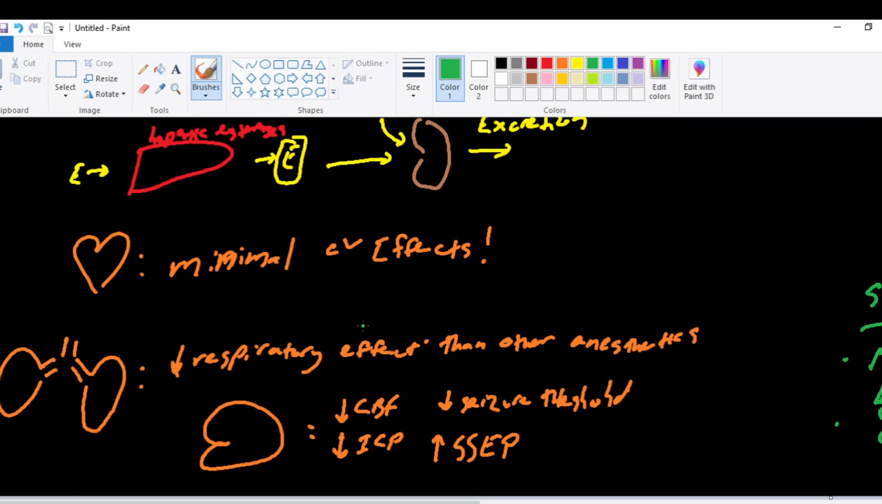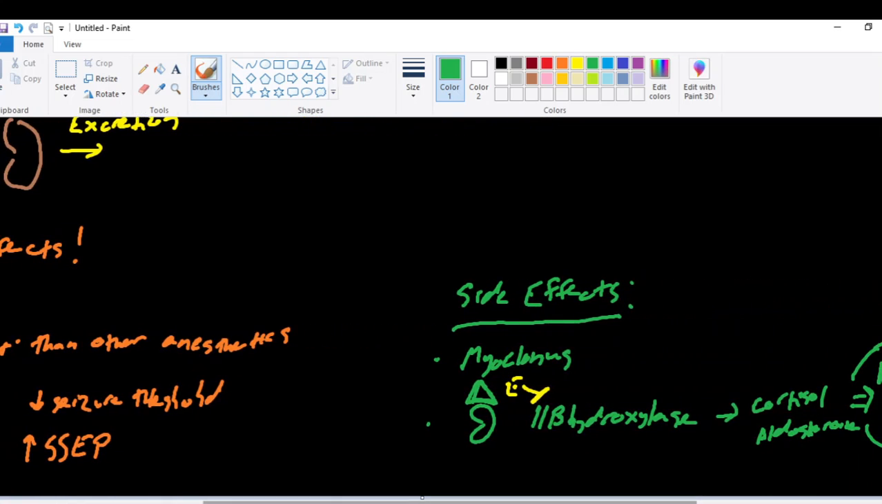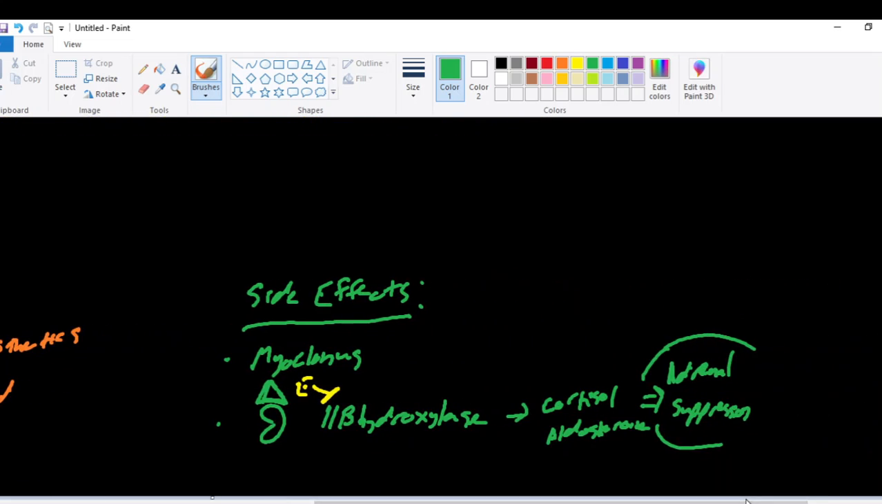Has minimal cardiovascular effects. It has a decrease in your ventilation to a lesser degree than propofol, and it decreases your cerebral blood flow and your ICP. It is excitatory, so it decreases your seizure threshold, and it increases your somatosensory evoked potentials. Side effects include myoclonus because of that neuroexcitation, and it inhibits 11-beta hydroxylase, which could cause adrenal suppression.